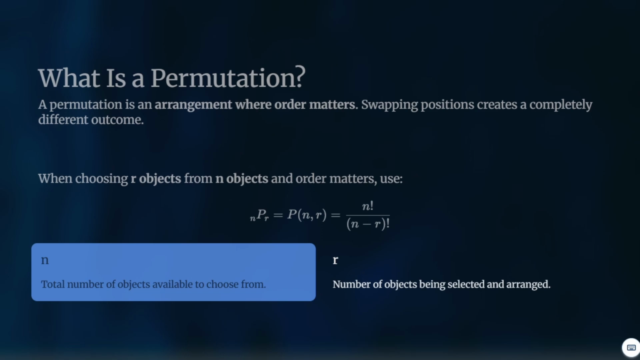The factorial notation N factorial means multiplying all whole numbers from N down to 1. For example, 4 factorial equals 4 times 3 times 2 times 1, which is 24. You can check out my video on factorial if you need some more help.